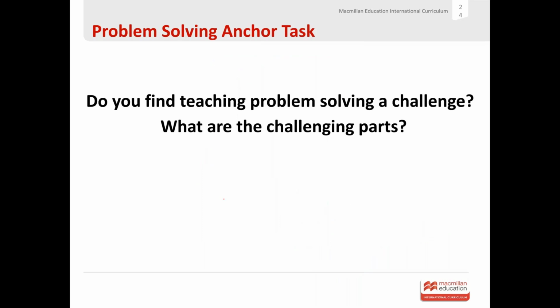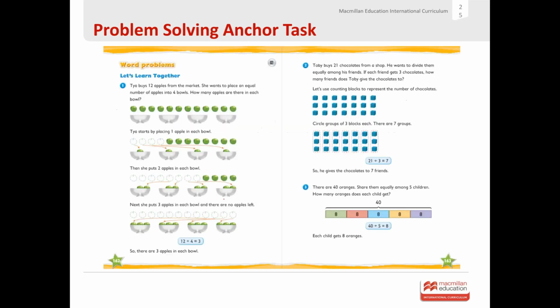So another question is, do you find teaching problem solving a challenge? What are the challenging parts of teaching problem solving? A lot of children don't understand the steps that they need to take. So here is another word problem section from one of our books. And you can see that they've got apples and bowls here. So obviously we might not have enough apples in our classroom. So we can use something else.